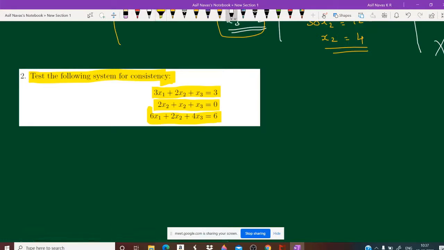So first, what will be our step? First, you write down AX equal to B. So first you write down A. What is A? 3 2 1, 2 1 2, 1 1 2, 2 1 1, 1 1 6, 1 6 6, 6 2 2, 2 4, 4 2 4.